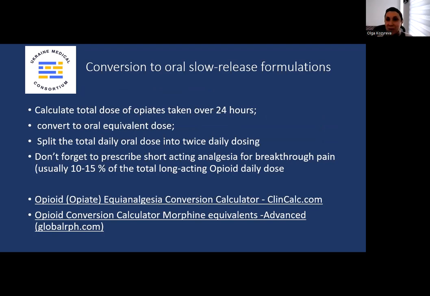And for conversion to an oral slow release formulation, calculate the total dose of opiate given over the last 24 hours, convert to the oral equianalgesic dose, and split the daily dose into twice a day if it's oral. The patient will still require short acting, which can be IV or PO, and the short acting formulation is usually 10 to 15% of the total long-acting opiate daily dose. I put references here for opiate conversion, from clinical calculators and from Global Pharmacy, very helpful. But you need to go over several cases, try to convert back and forth to be comfortable with this calculator. I know it can be overwhelming when you listen to someone and try to pay attention to small details. But if you do it as a workshop, or when you see the patient, it's pretty easy.